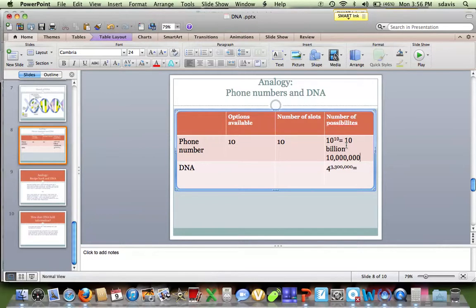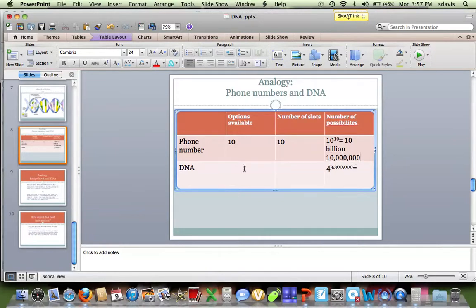Do you think that is a sufficient number of options for all United States people to have a phone? Because think about it. We have a house phone, many of us have cell phones. We might have a work phone. And it's no worry because we've got 10 billion options out there.